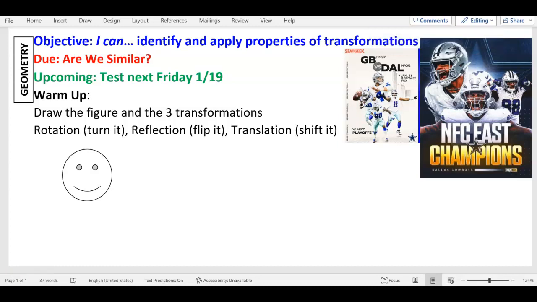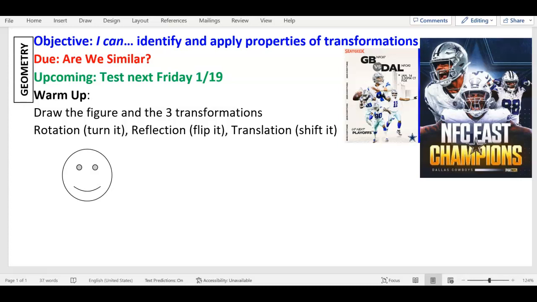All right, so yesterday we did the quiz. Today we are moving on to transformations. You'll notice in green here, we're going to have our next test next Friday. Hopefully you know that there's a 3-day weekend coming up, so I won't see you Monday. So today and tomorrow is notes on transformations.